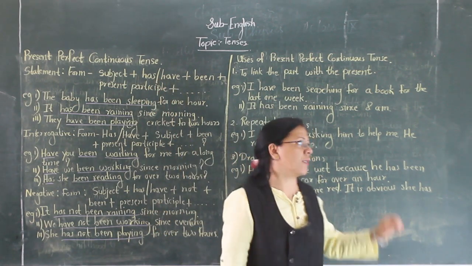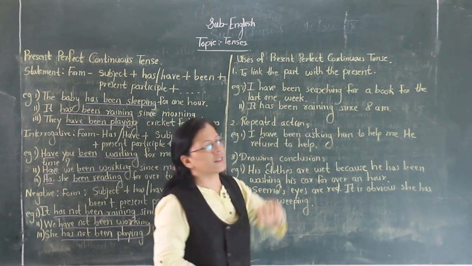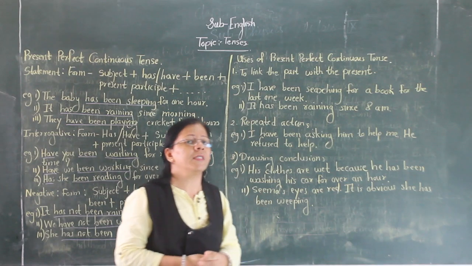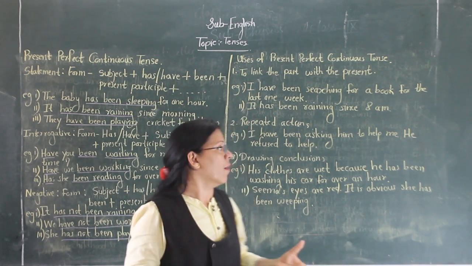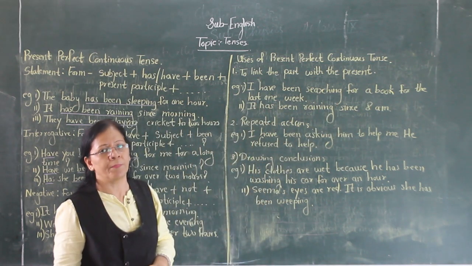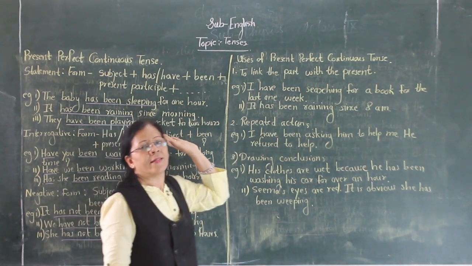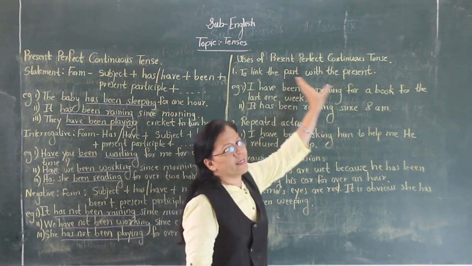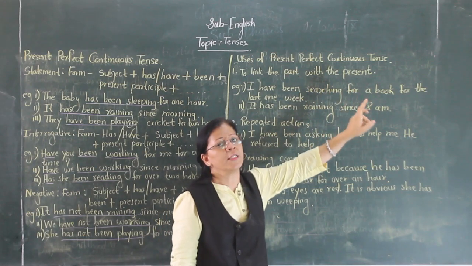Now let's see the uses of present perfect continuous tense. The first use is to link the past with the present. Now what do you mean by link the past with the present? It means an activity which started in the past but is still continuing in the present. For example, I have been searching for a book for the last 1 week. The action started last week and is still continuing. It means the past is linked with the present. So to link the past with the present, we use present perfect continuous tense.